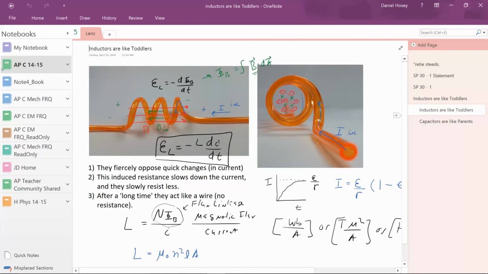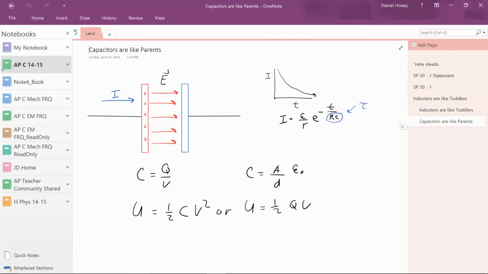So inductors are like toddlers. They fiercely resist any changes in current with a back EMF. And toddlers are like parents. You can get shenanigans through quickly, but you can't give it much time for the charge to build up.